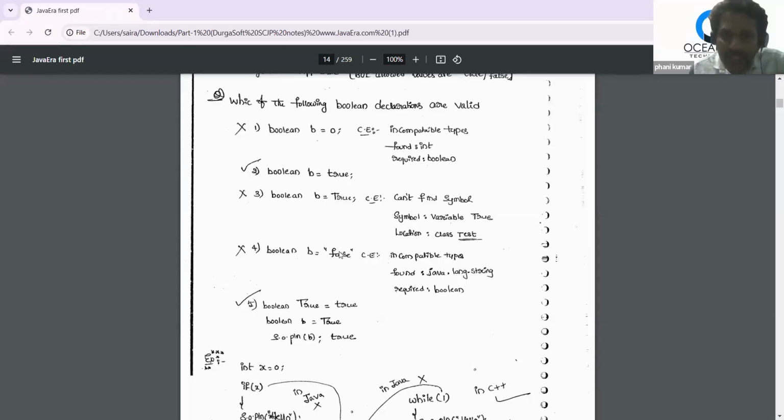And again, boolean b equal to false. Here I am assigning a false value, but in quotes, that means it is a string format. But b is not a string variable. B is the Boolean variable. Here I am assigning false as a string value. The string is not assigned to Boolean type, not matched. Our value is of string type. Our data type is Boolean. Those two are not matched. So again, I am getting incompatible data types.